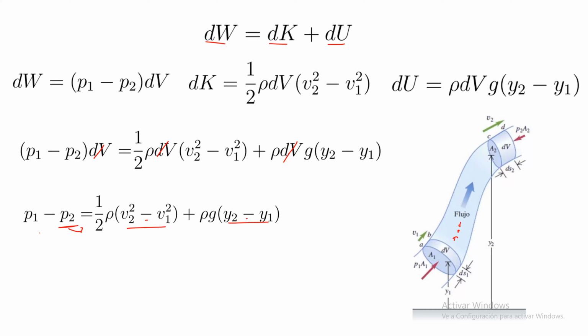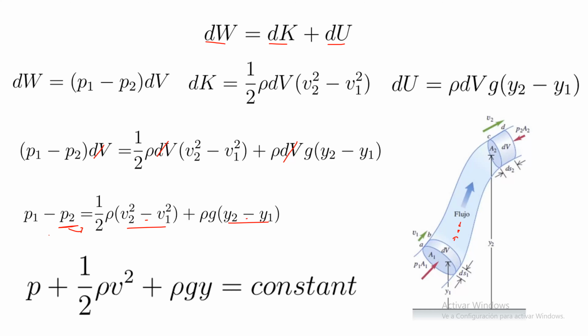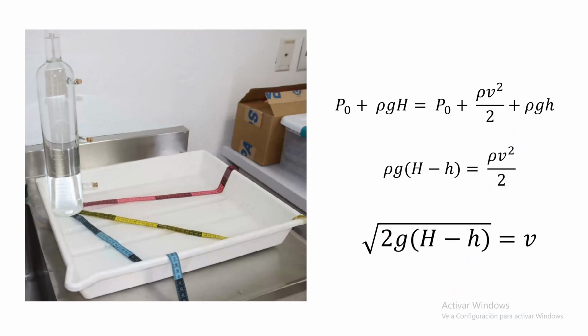On the left, we have all the initial points, and on the right, we have all the final points, and they will actually be the same. So therefore, we can say that at any point in this flow, the pressure plus half the density times the velocity squared, plus the density times the gravitational acceleration times the height, is always constant. This doesn't change at any of these points. Now this is Bernoulli's equation. Now what we're going to do for this experiment is try to prove this equation.